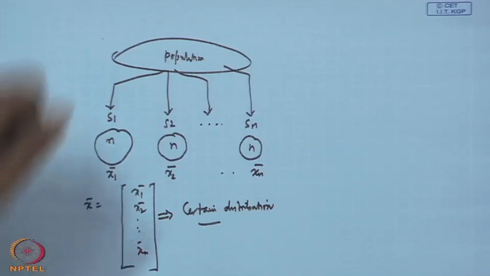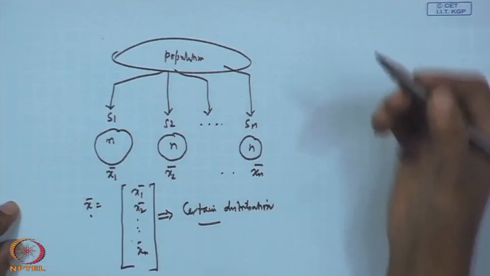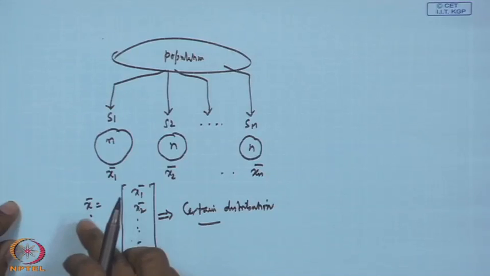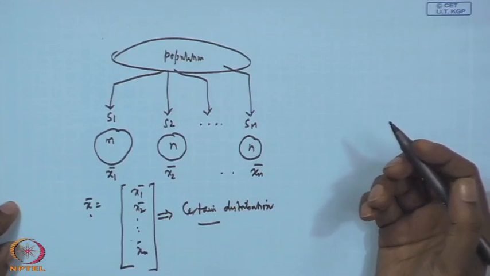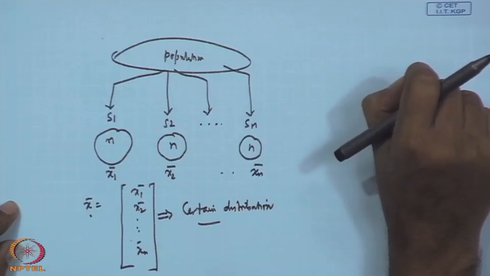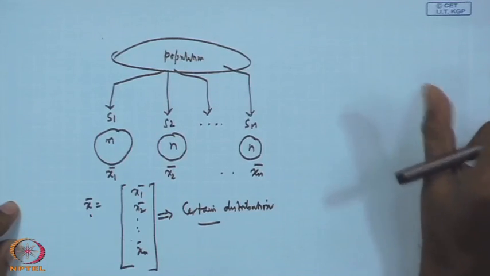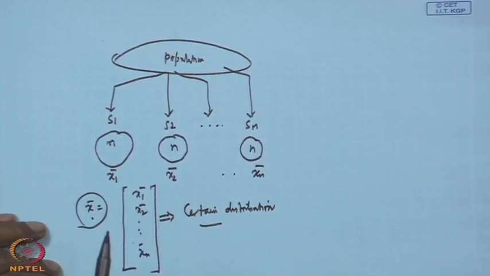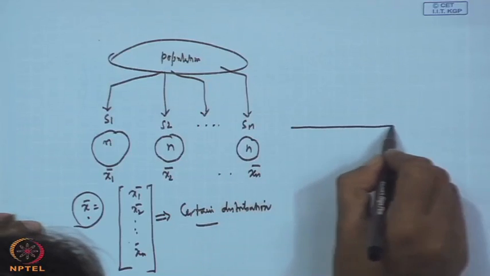So, if x bar follows a certain distribution, and now you are collecting one sample and computing x bar, what is the guarantee that the computed x bar will represent the population mean? So, we want to have a certain amount of confidence in our estimate. That confidence is known as confidence interval.